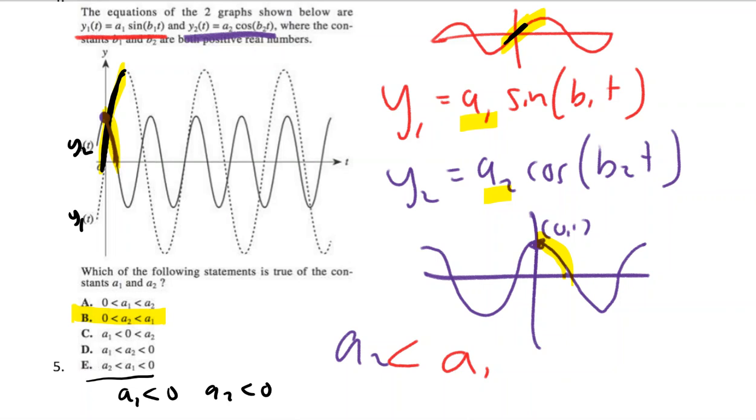Cosine is supposed to start up here and come down, just like this one. Sine is supposed to go through the origin going up. So I don't think either of those were reflected, which means they were both positive, and the amplitude of the sine graph is bigger than the amplitude of the cosine graph. So that's how to get to answer B.